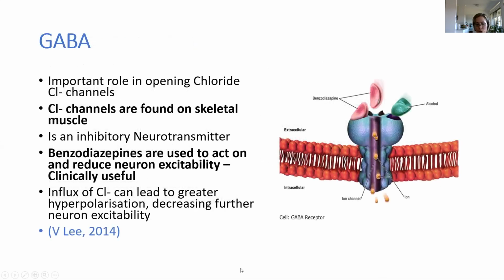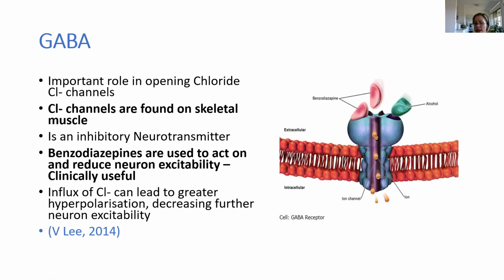GABA is an important inhibitory neurotransmitter that we will focus on today. It acts on target cells by opening chloride channels. Chloride is an electronegative ion, which helps stabilize the cell's electrical charge. This is especially important in skeletal muscle contraction, where chloride channels are found in abundance. The opening of chloride channels acts as an inhibitory response on the target cell.